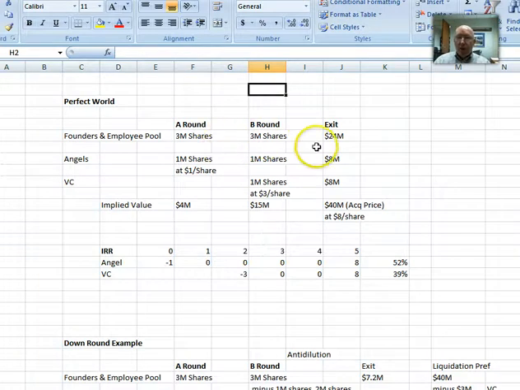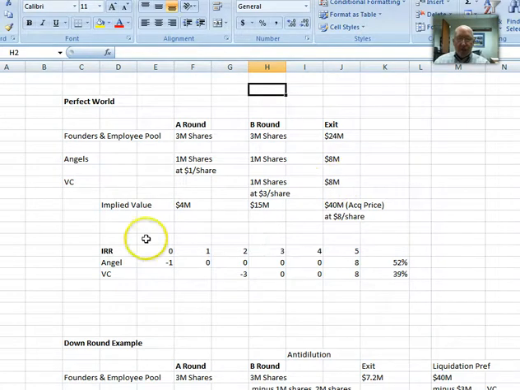So now we are 2 years later, and Big Co comes in and buys the company for $40 million. So this isn't an implied valuation, this is an actual valuation of the company. Given that there are 5 million shares of stock outstanding, that means that they paid $8 a share. Well, how much does each party walk away with? Well, the founders and employee pool has 3 million shares, so 3 million times $8 a share, $24 million. 1 million shares for the angel, 1 million shares for the VC. So they each walk away with $8 million.